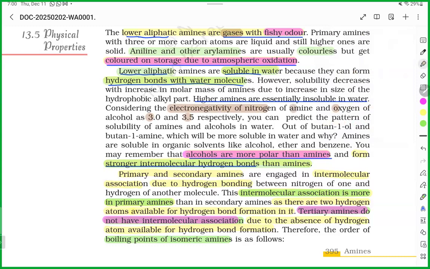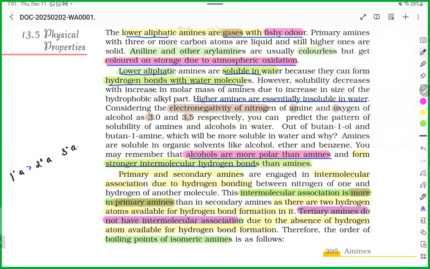So in case of primary or secondary amine, there is intermolecular association, hydrogen bond. Correct? But it will be more in case of primary amine. How is that possible? Samarth, if you compare primary amine, secondary amine, and tertiary amine, where will you see maximum hydrogen bonding? Primary. Yes, correct.